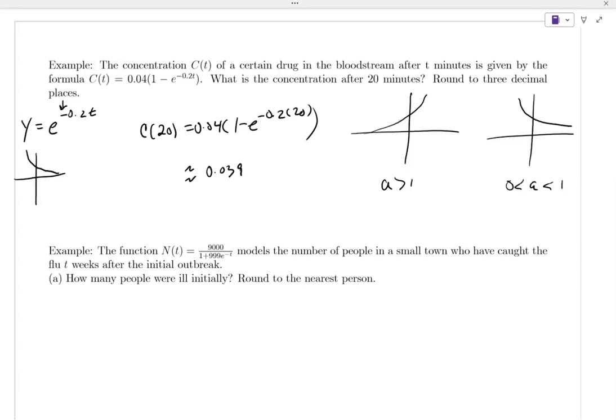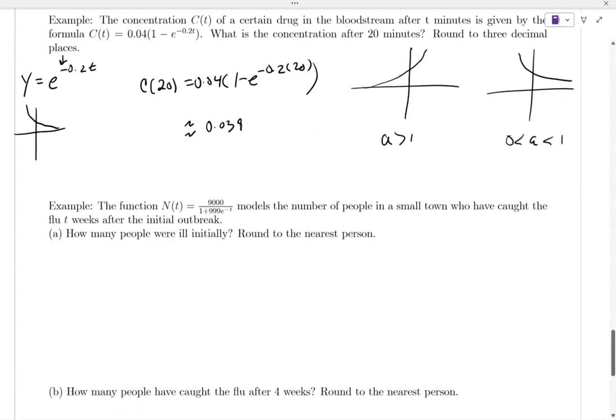Questions on that at all? That one wasn't too bad, right? It literally just wanted you to plug in a number and get out a value. But I wanted to explain why this is another use of exponential models, because it is modeling something that's going to level off over time. And that's exactly what this next one does as well in the next example.